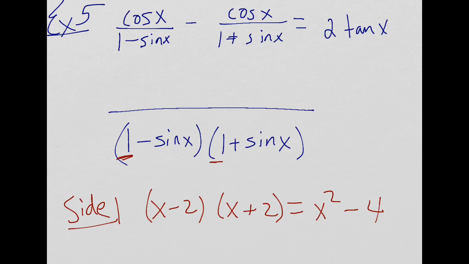So it'd be 1 times 1, which would be 1, and then your sign in the middle is going to be minus, like it was in the bottom there. And then sine x times sine x is sine squared x. And I'll rewrite that bigger in just a second. But if you've got room, you could go ahead and write it.